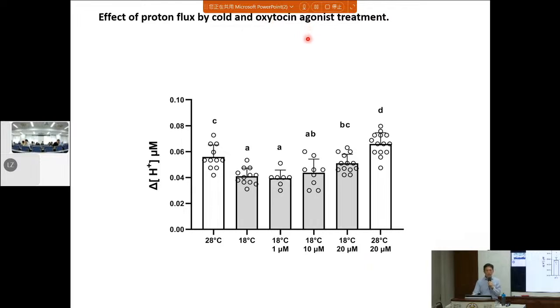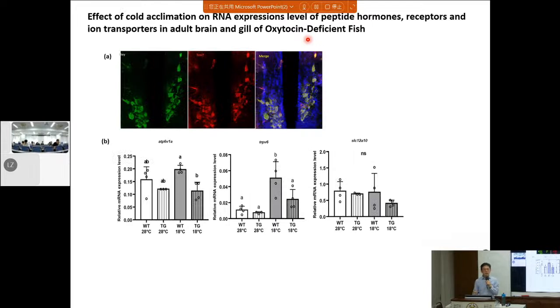So that means oxytocin is not only regulating the cell number of the ionocyte, but also regulating the function of the ionocyte. When we use the tetanus toxin system to silence these cells, we found that silencing the oxytocin neurons actually abolished the increased expression of the transporters inside the ionocyte. So this indicates the involvement of oxytocin in ion regulation.